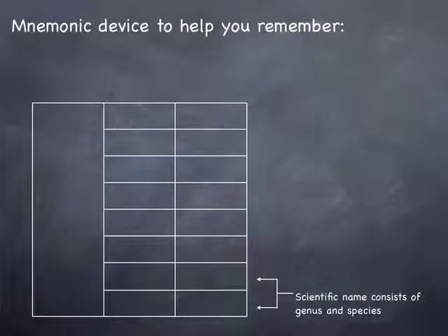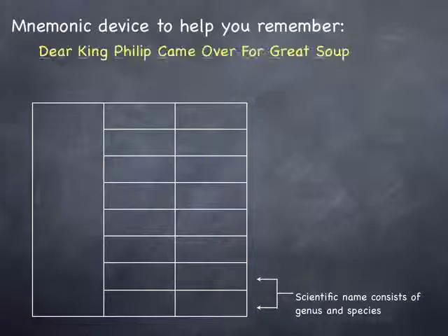So like I said, you need to memorize domain down to species in the correct order. A couple ways to help you with this. First, 2 sentences that might be helpful. The first one is a classic one, it's old. Dear King Philip came over for great soup. If you can remember that sentence, the first letter of each word stands for one of those groups: domain, kingdom, phylum, class, order, family, genus, and species. So that's sort of the classic one.